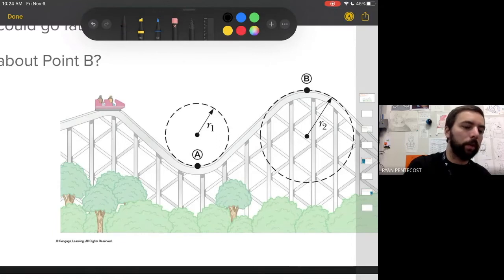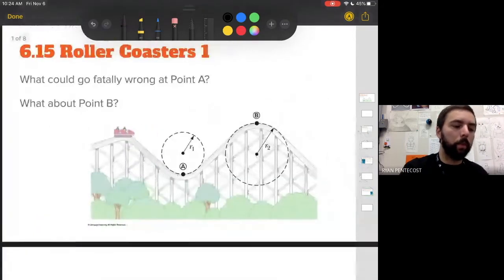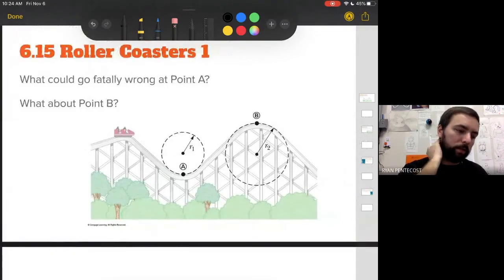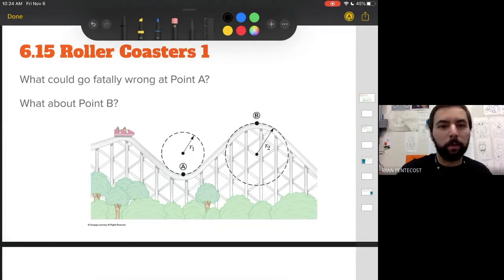So let's look at point A and point B. This video is actually going to talk about 3 ways that you can die in a roller coaster. Not that I discourage roller coasters. I think they're amazing, and I love roller coasters. But let's talk about the different ways that this could all go wrong, right? So let's look at point A first.